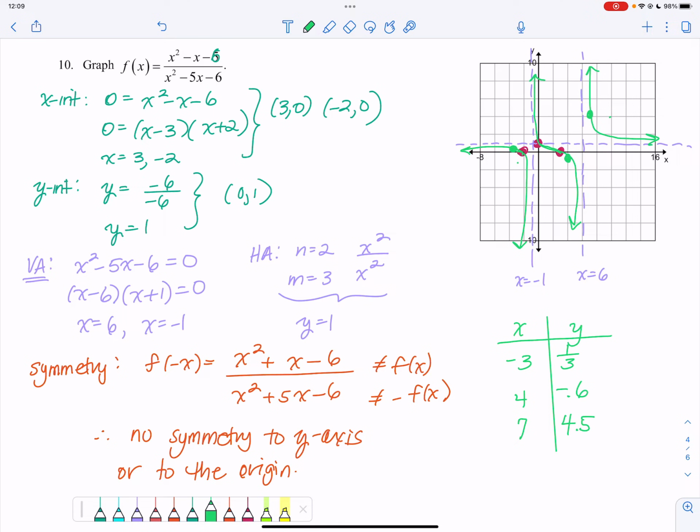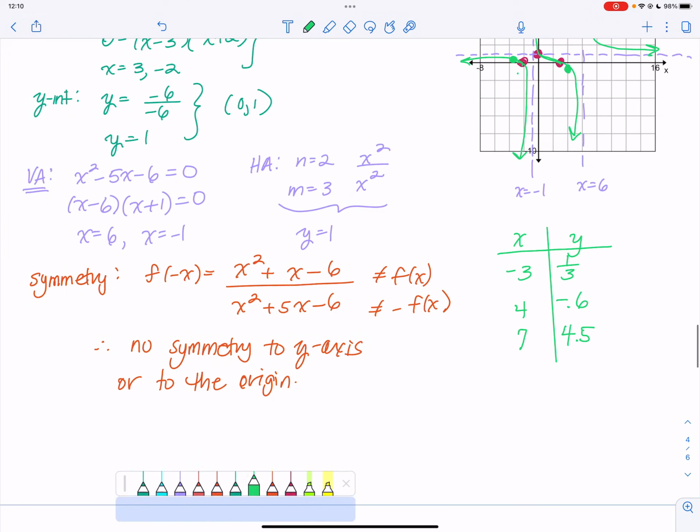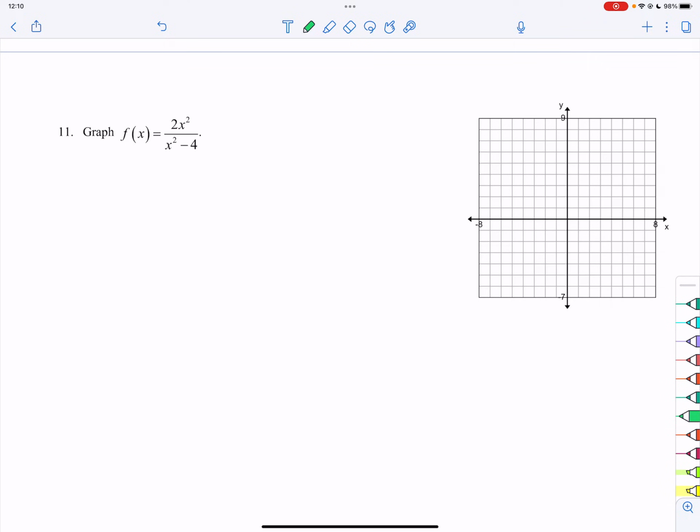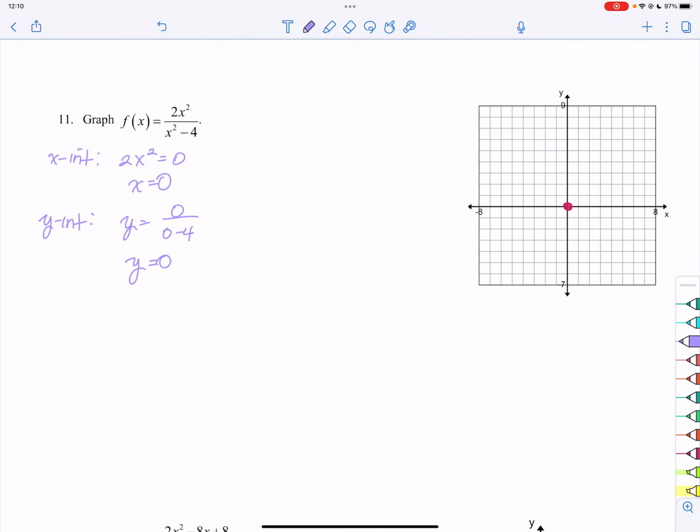Okay, let's try number 11. And in number 11, we're going to do the same thing. We're going to begin with the x-intercepts. And we have our first x-intercept at the origin. And then our y-intercepts. And that's in the same place, at the origin.